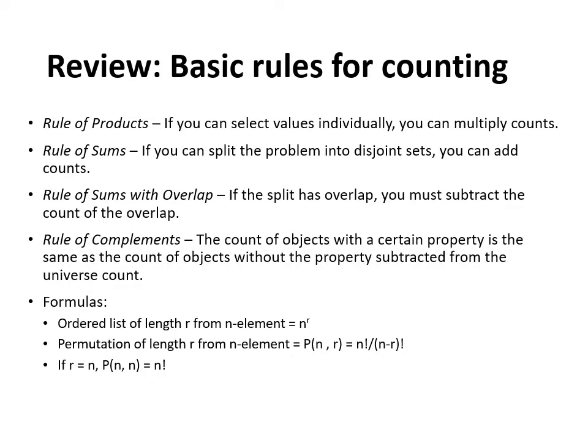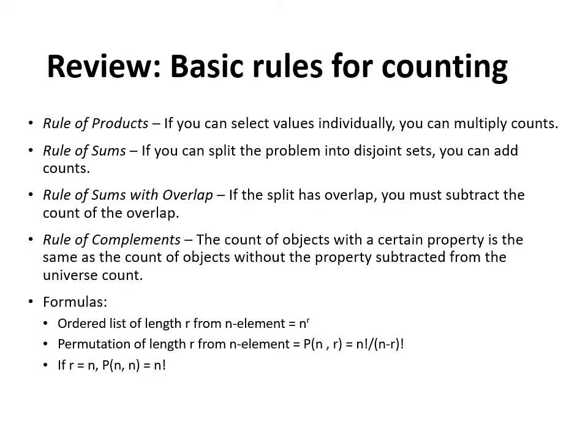So in lecture 15 last week, we introduced a number of basic rules for counting. We introduced the rule of products, which tells us that if we can select values individually, then we have to multiply their counts. Then the rule of sums: we can split the problem into disjoint sets and add their counts to get the final count. Then rule of sums with overlap.